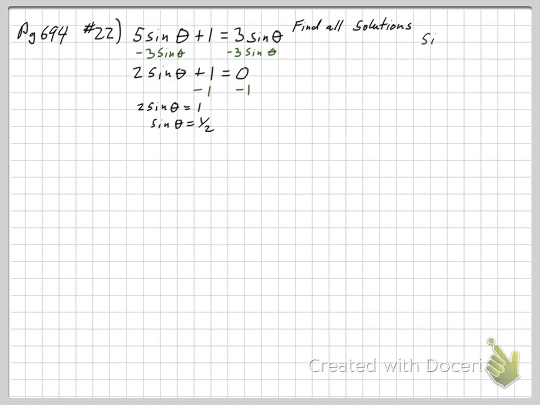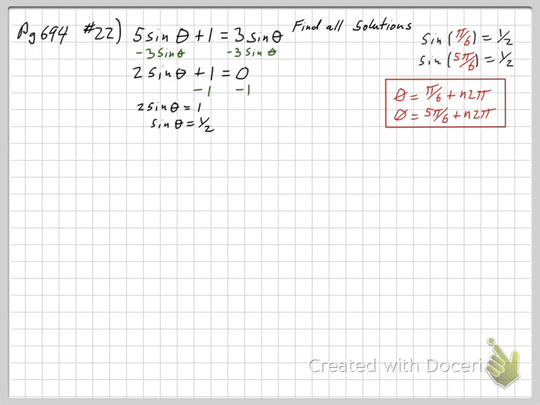Okay, we're going to do exactly like we did before. I need to look on my unit circle and find out what angle has a sine of 1/2. It's pi over 6, 5 pi over 6, and anything coterminal with it. That's that n times 2 pi. Every time you spin around the circle and land back on pi over 6 or 5 pi over 6, it's a solution.